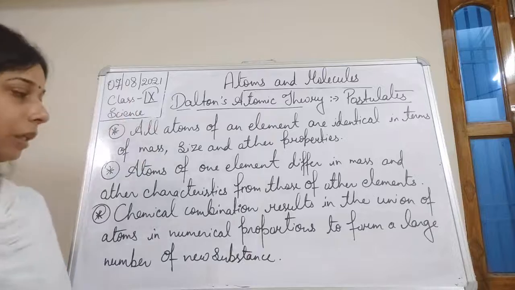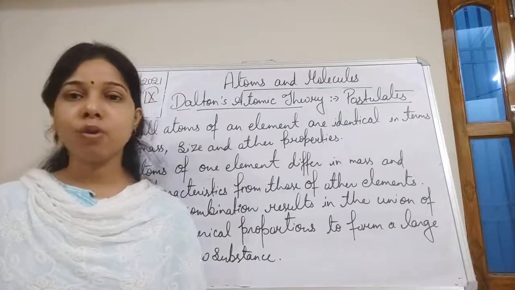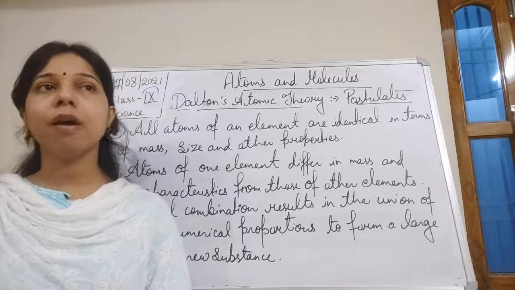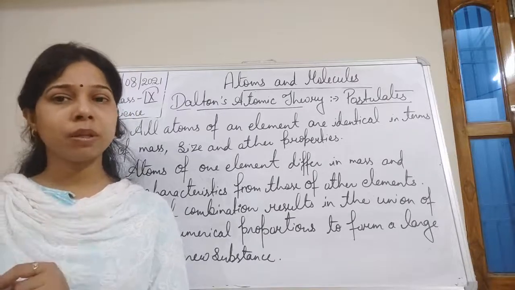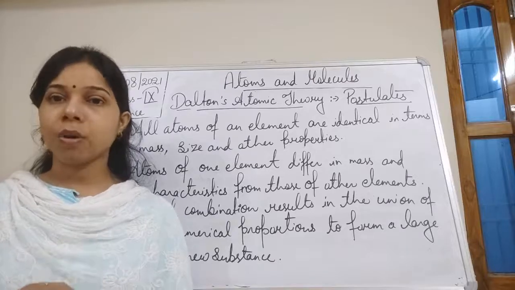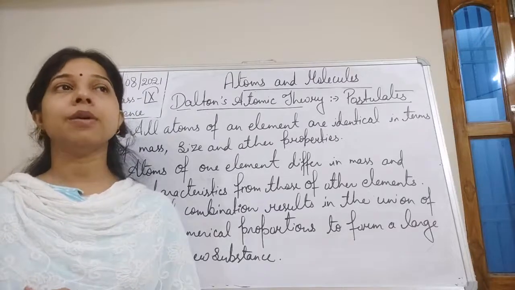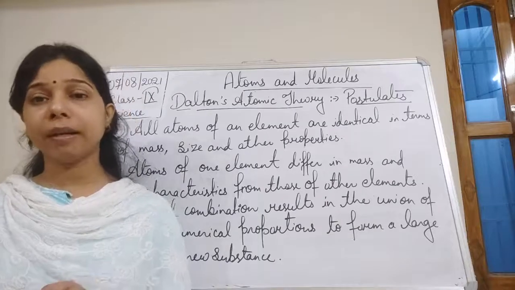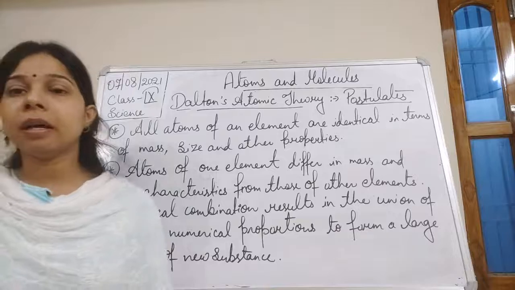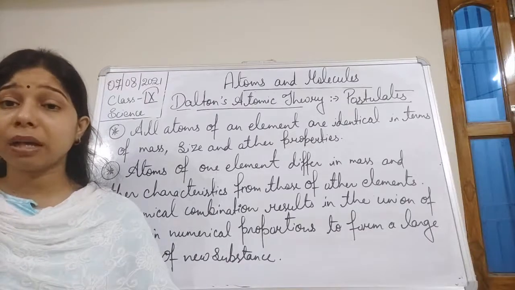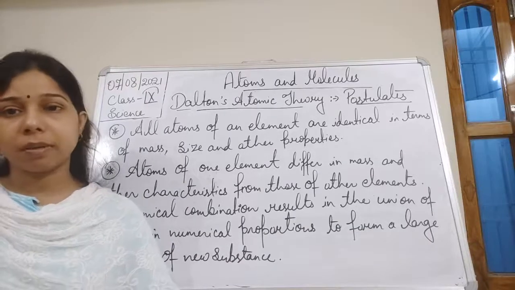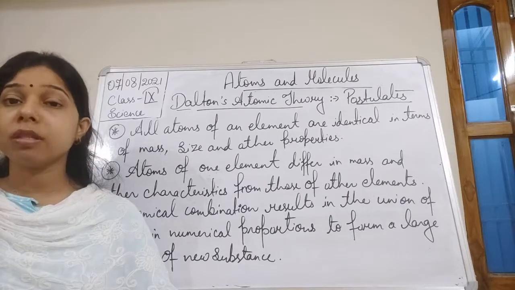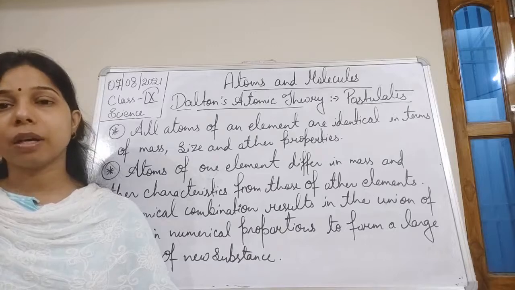Actually, what does that mean? He said that when two or more atoms combine together, they always combine in a fixed proportion, and the ratio between them is a very small one. A binary ratio, we can say, like 1:2 or 2:8 or 3:8. They combine together in a simple proportion, he explained. So these are the main postulates of Dalton in which he explained the atomic theory.